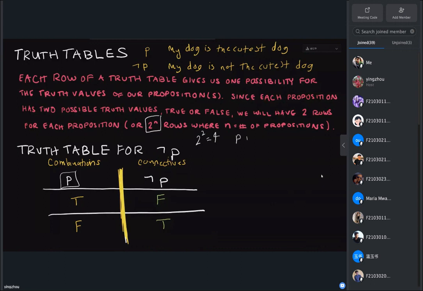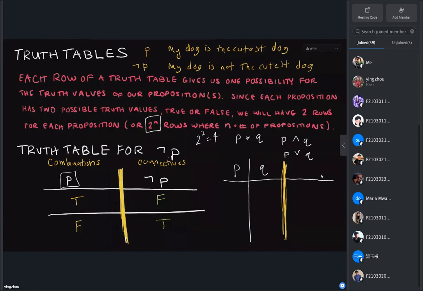Let's say I'm using P and Q, and it doesn't matter what the connective is in between. We're going to do P and Q, and we're going to do P or Q, and we're going to do these in just a little bit. But just so we understand, the left side would have to have all of the values for P and all of the values for Q, all of the combinations of those two.